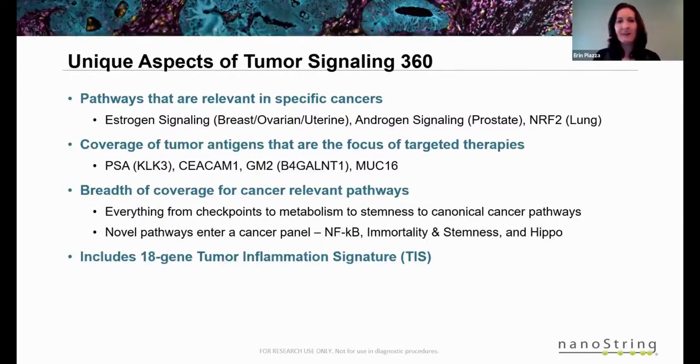And then finally, we included our 18-gene tumor inflammation signature. The signature measures a peripherally suppressed adaptive immune response, and I'll talk a little bit more about the development of that signature and its role in the data analysis for some of our other 360 panels in some coming slides.